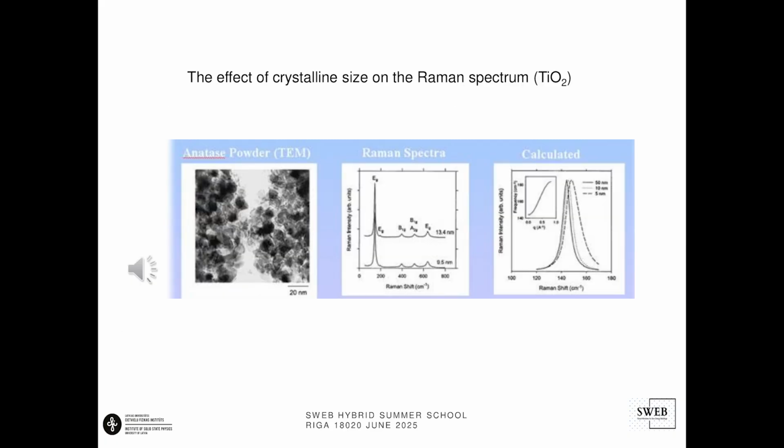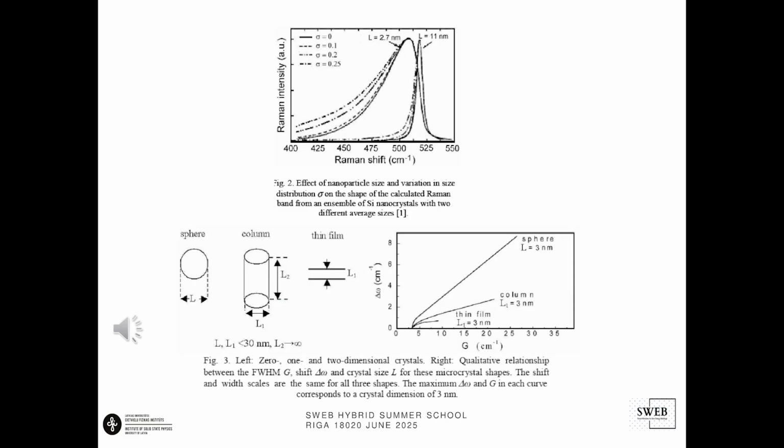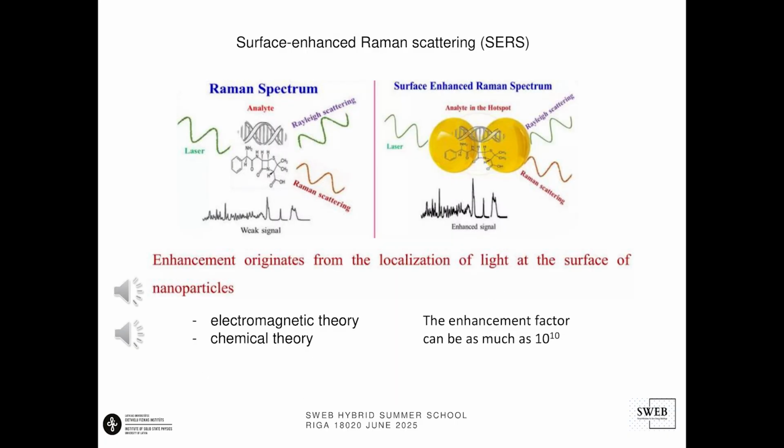In the case of anatase, as the crystal size decreases, the Raman band broadens and shifts towards higher frequencies. A different picture is observed in the case of silicon nanoparticles. The Raman band also broadens but shifts to a lower frequency range. The band shift also depends on the shape of the nanoparticles.